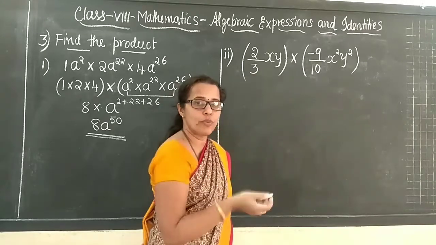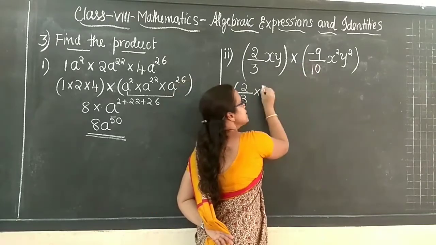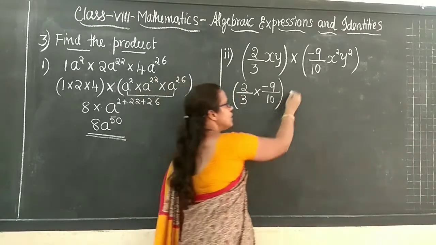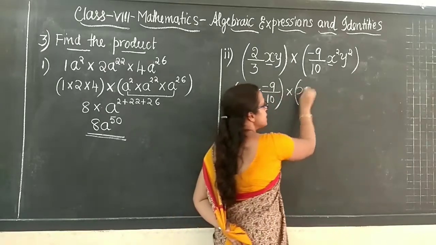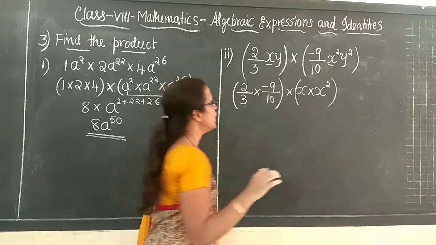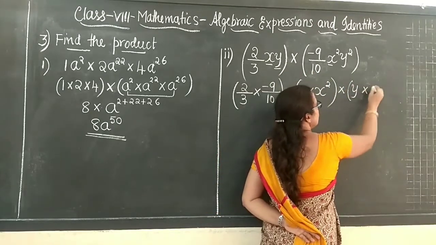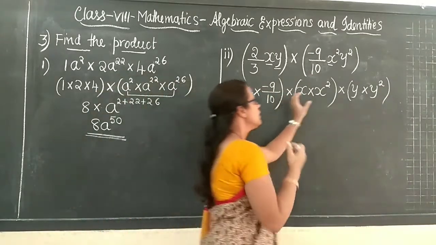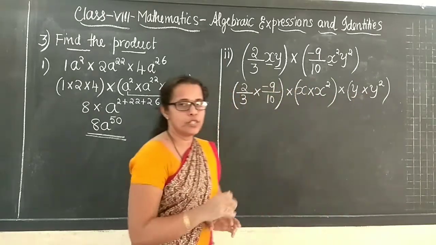Which are the coefficients of this? Write together, in the sense, 2 by 3 into minus 9 by 10. So these are the coefficients, the numbers. Write together along with that the variables. So x and x square are there. Write together: x into x square. Find the product means only the multiplication sign you have to write. Even here, into y one time is there. Here y two times. So like this, the coefficients separate, then x separate, then y separate. Like this it is very easy to multiply.